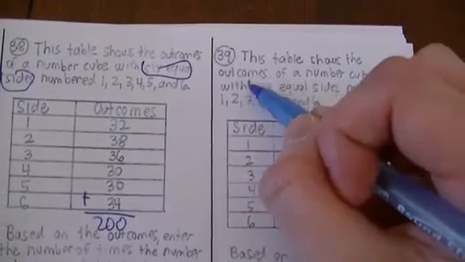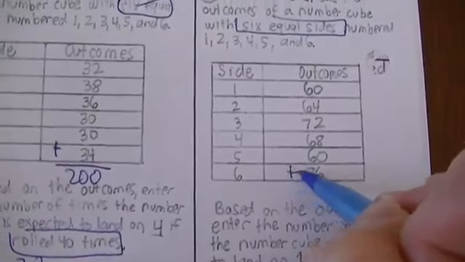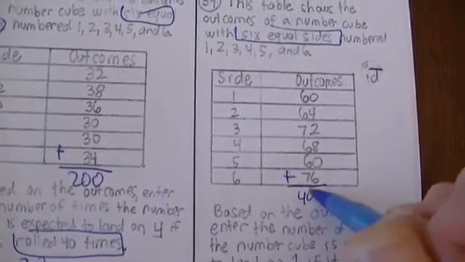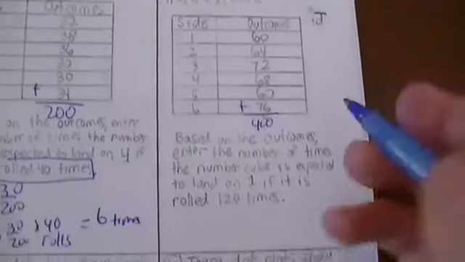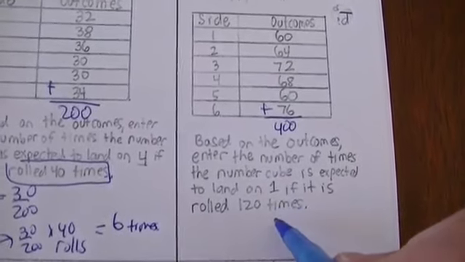Okay, this one, same situation, 6 equal sides, numbered 1 through 6. Here's their data. Let's see how many times they rolled it. Add them all together. You should get 400, unless I messed up. Figure it out. Based on the outcomes, enter the number of times the cube is expected to land on 1 if it's rolled 120 times.